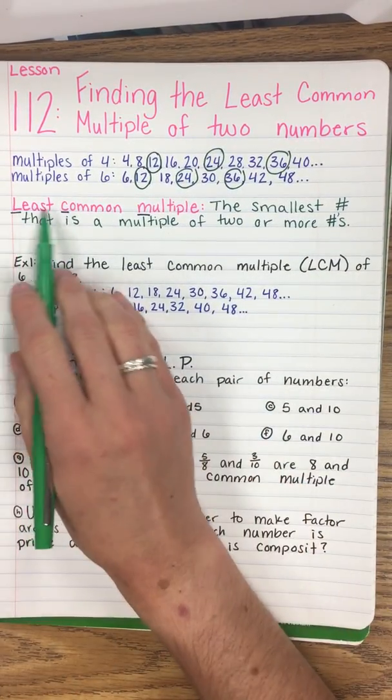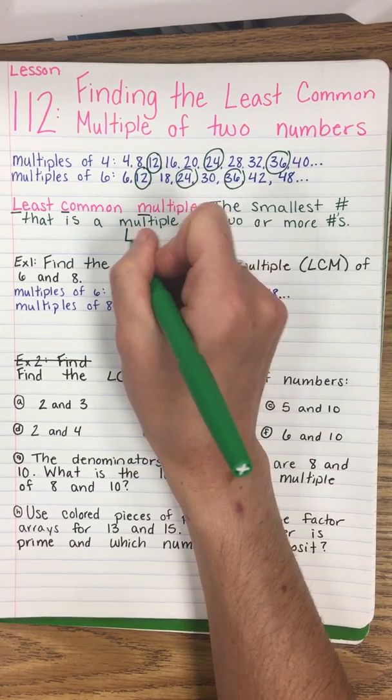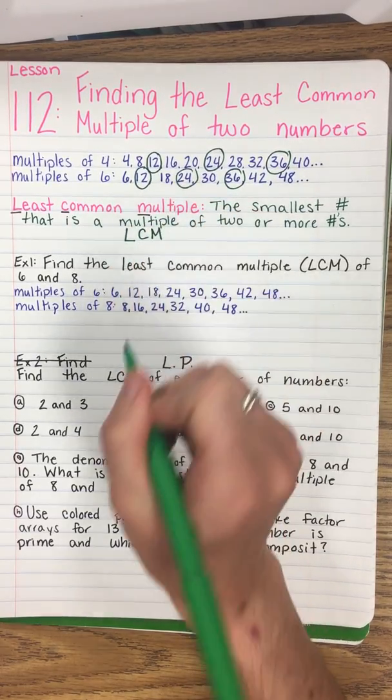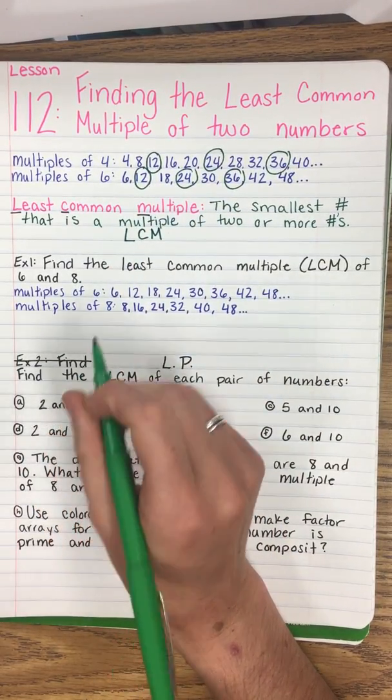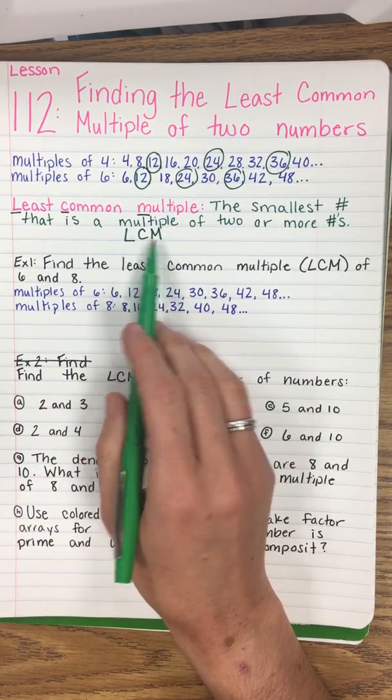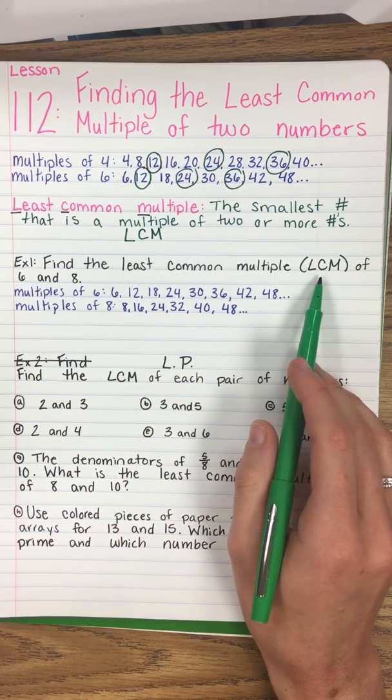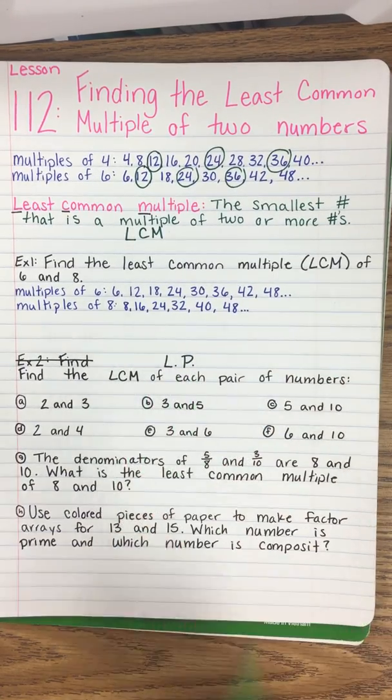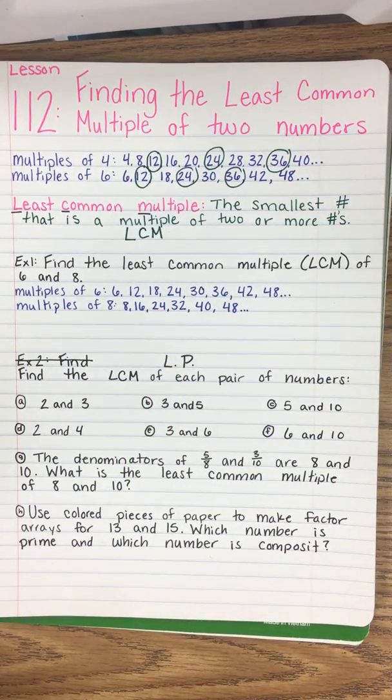The letters LCM are usually what it stands for, least common multiple, and that's just what we call it for short, usually LCM. So you'll see that LCM a couple other times, and just know that it means least common multiple.